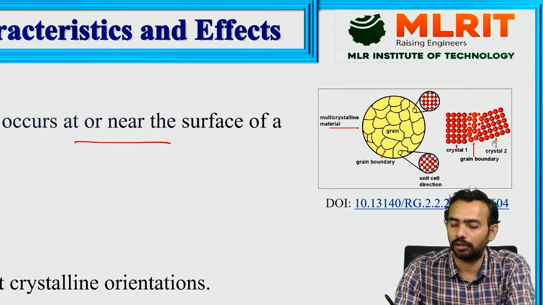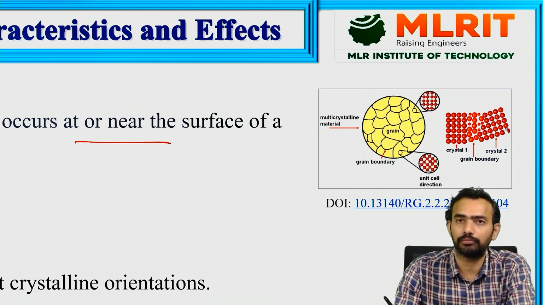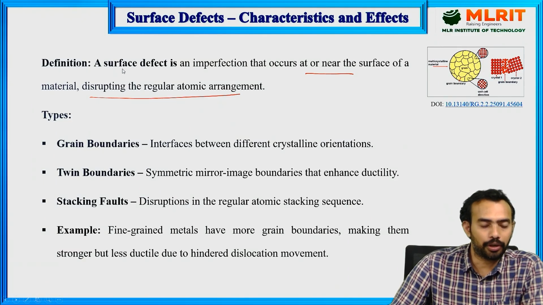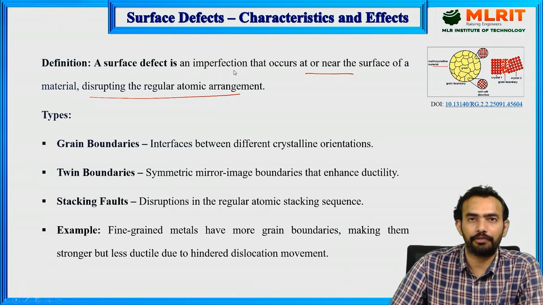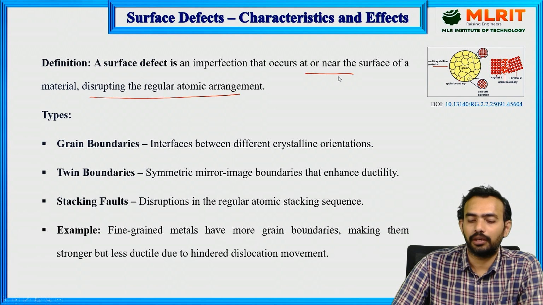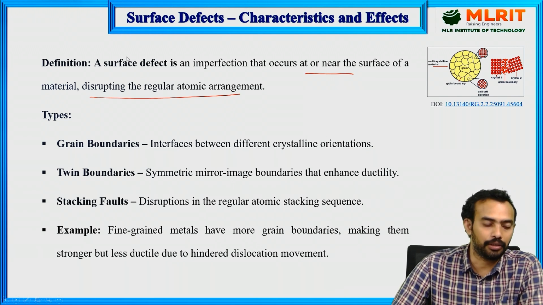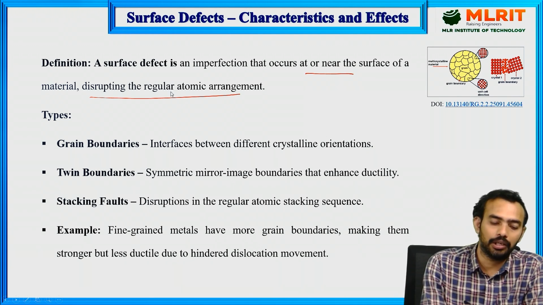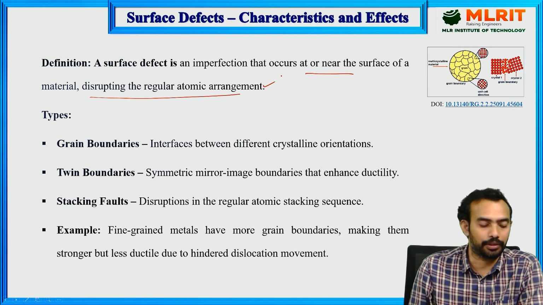It will not have the grain 1 orientation or the grain 2 orientation in this particular grain boundary region. That is why this is considered a two-dimensional defect, and it is called a grain boundary. So in short, a surface defect is considered an imperfection that occurs at or near the surface of the material, which basically disrupts the regular atomic arrangement.